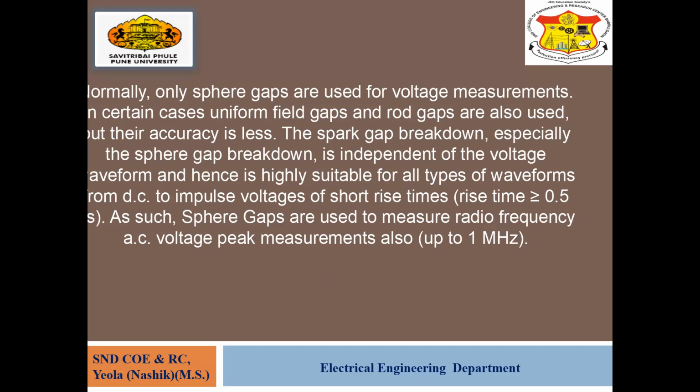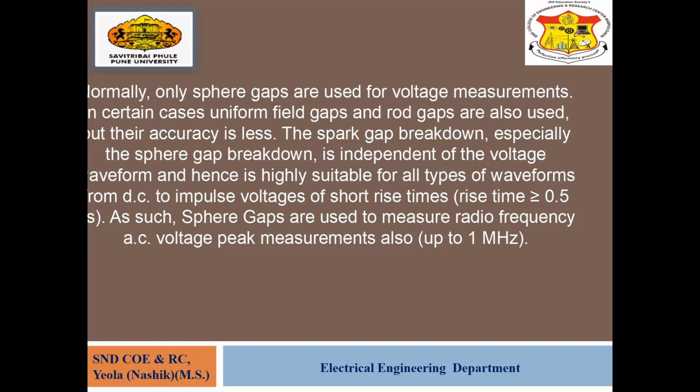The accuracy is very low in the case of uniform field gaps or rod gaps. So in the examination it may be asked why we are using only sphere gaps and why we are not using the rod gap. You can easily say that the accuracy of the rod gap is very low compared to the sphere gap, and the sphere gap meter's accuracy is very high.